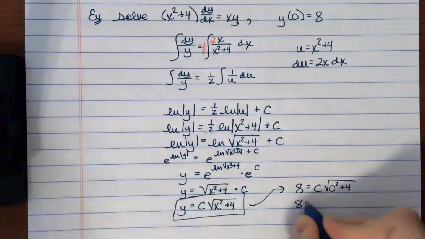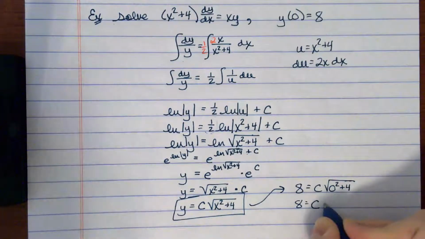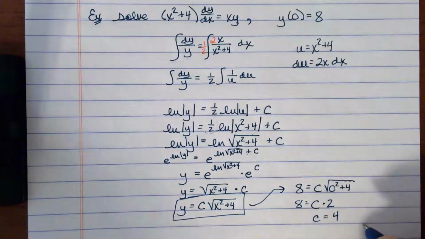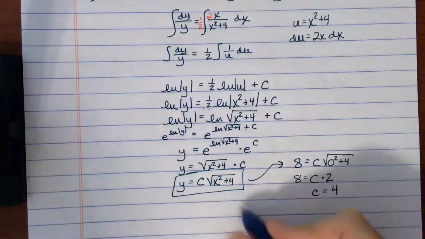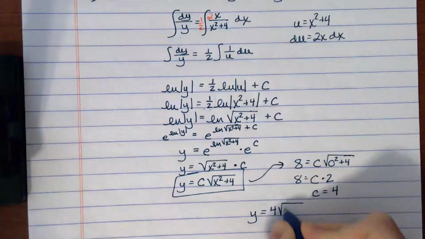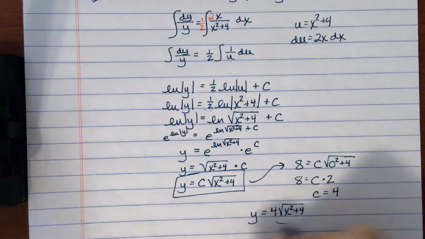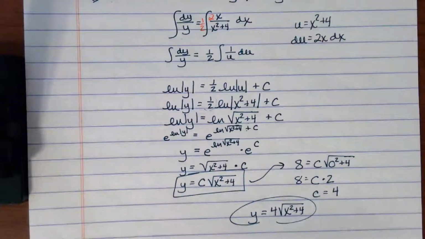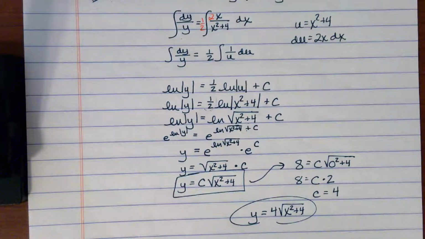8 equals c times square root of 4 is 2. I think my c is going to be 8, which means my final solution to this differential equation is y equals 4 times the square root of x squared plus 4.